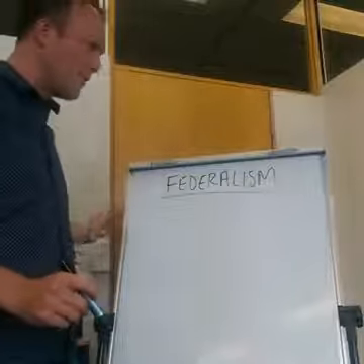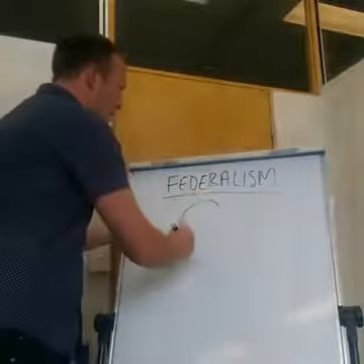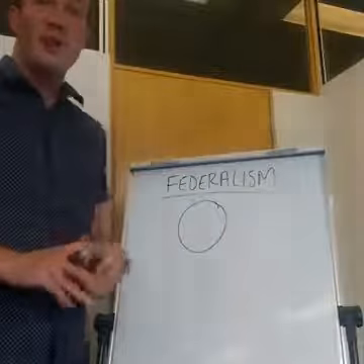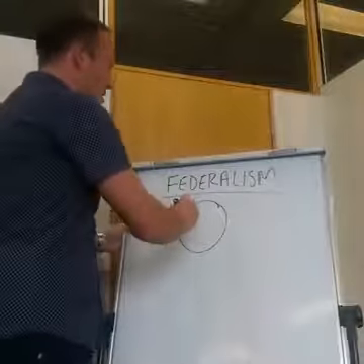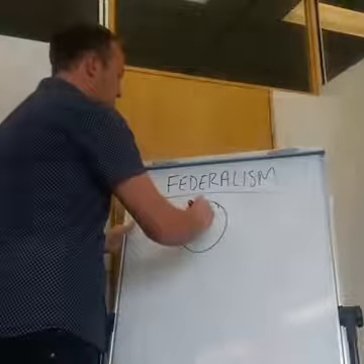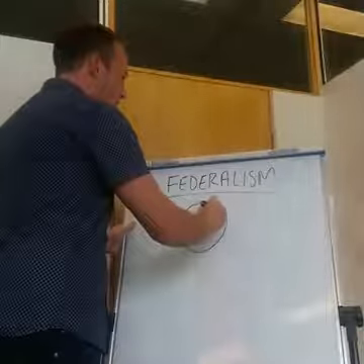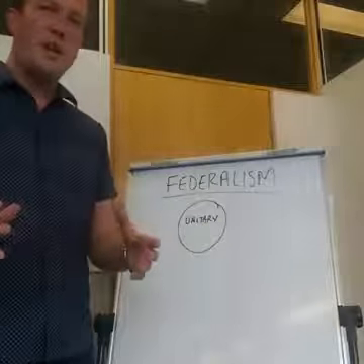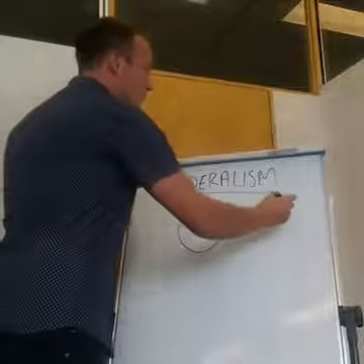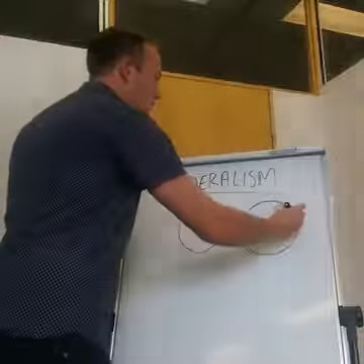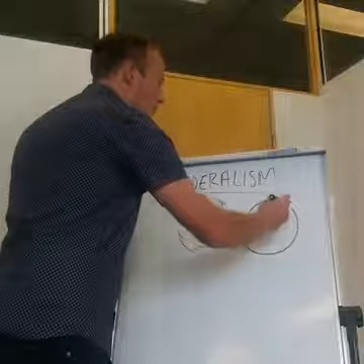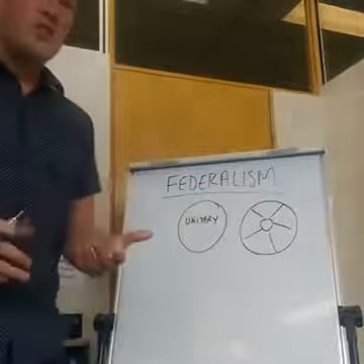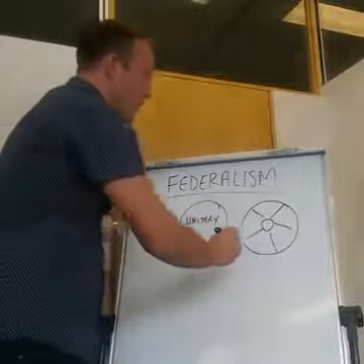Basically, there's two types of government. There's countries where there's only one government, and that's called a unitary system. And then there's countries that have both a central government and regional governments. In Australia, we've got this system. This is called a federal system.